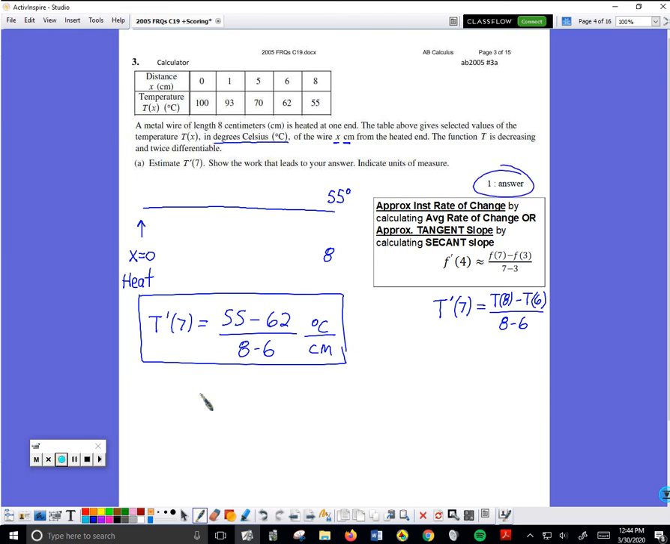If you kept going and wrote -7 over 2 degrees Celsius per centimeter, you would also get the same 1 point. If you forget the units, you do not get the point. If the units are wrong, you don't get the point. If this is upside down, you don't get the point. If you keep going and make a mistake, you don't get a point. So if you forgot the negative, you lose the point. It's only worth 1 point.